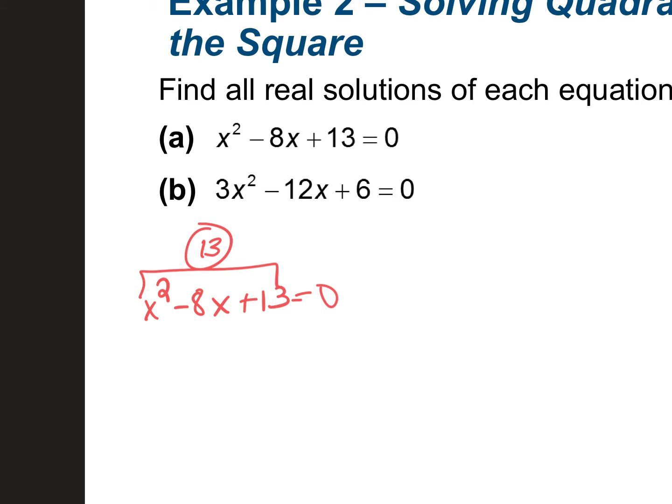So there's 2 ways to find these solutions. Notice it says real solutions. We'll talk about that in a minute. But there's 2 ways to find the solutions. You can complete the square, or you can use the quadratic formula. So the first process that we're going to do is completing the square. You'll have to do this on your test.